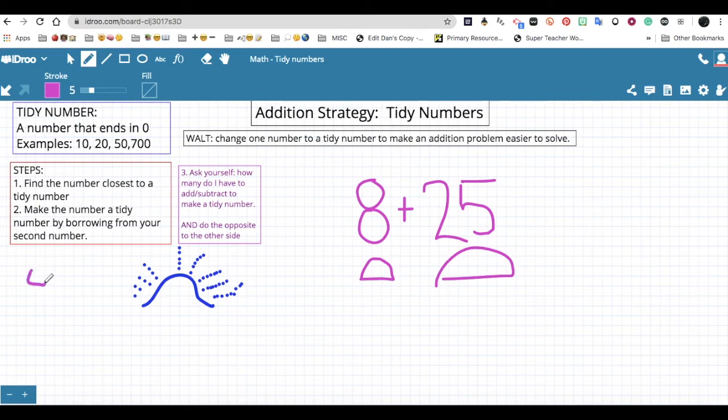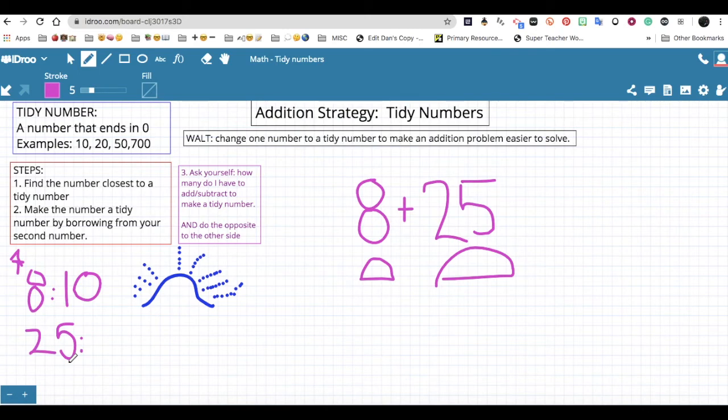So our first step is to figure out which number is closest to a tidy number. And to do that, we can use what we've learnt about rounding to help us. So what we need to do is figure out what tidy number, what number that ends in 0, is closest. So 8, what is the tidy number that it's closest to? It's closest to 10, because if we think of our rules for rounding numbers, if it's 5 or more, we round up. Okay? Now again, for 25, what tidy number is it closest to?